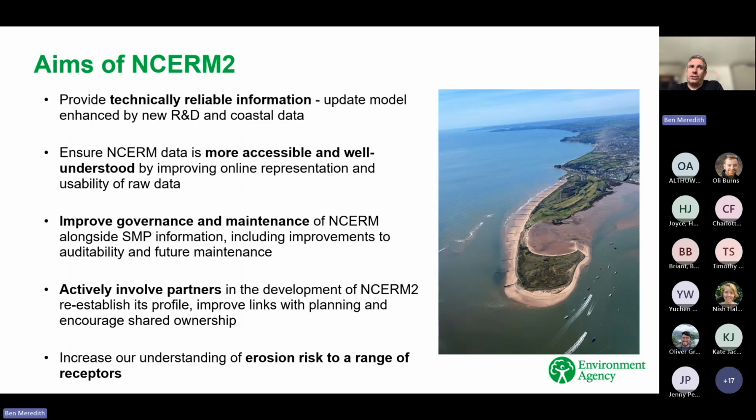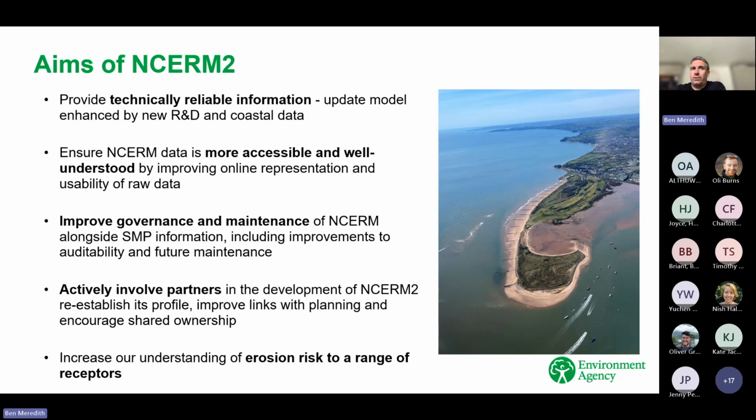So at the start of the project, we set out with some broad aims to make a more reliable technical product using new data and research and development to improve the methods where we could. We wanted to make the data more accessible and easy to understand using the new Shoreline Management Plans and the Explorer website and having better visualization. We wanted to improve the maintenance of the data set as well, bringing that in line with any updates with the Shoreline Management Plans. I've mentioned this already.